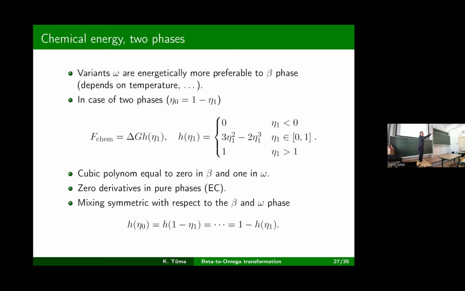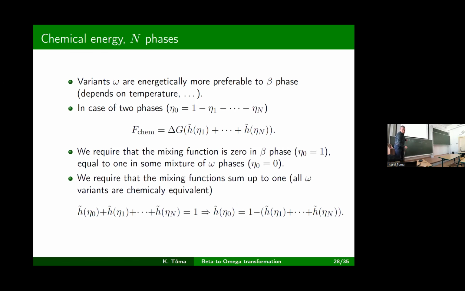If we are in the pure phase, we do not want it to spontaneously move away by itself. And what can also be observed is that the cubic polynomial is such that the polynomial applied to 1 minus eta 1 is 1 minus eta 1. So this is the property of this polynomial.